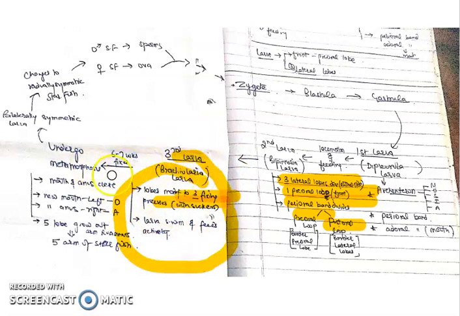Then after 6 to 7 weeks, this larva gets fixed, it undergoes metamorphosis, and this bilaterally symmetric Brachiolaria larva gets transformed into the radially symmetric adult starfish, and this life cycle goes on repeating. So this is all about the life history of starfish.